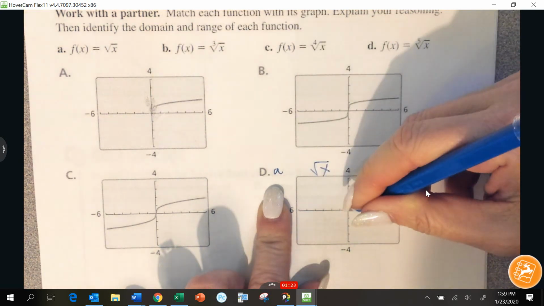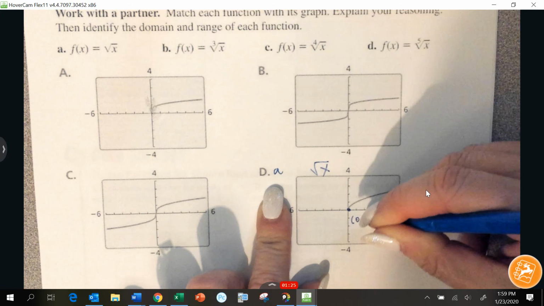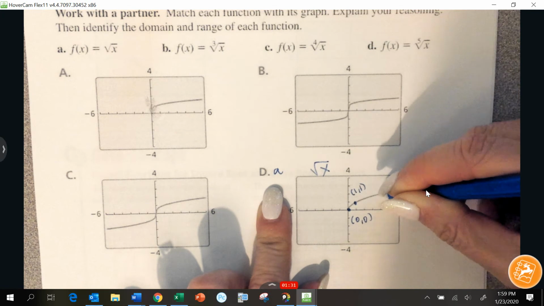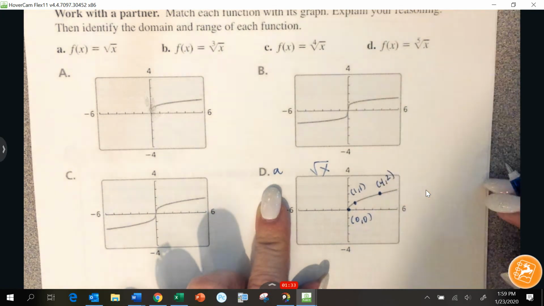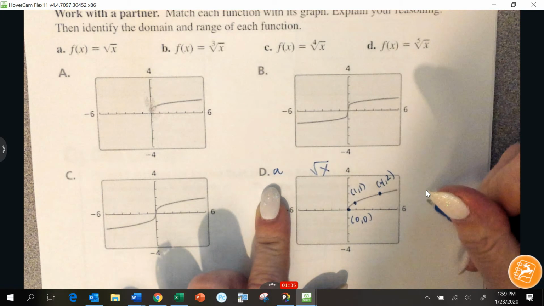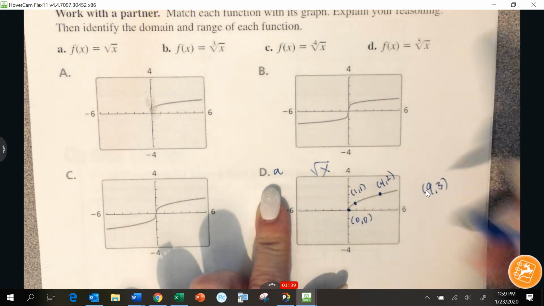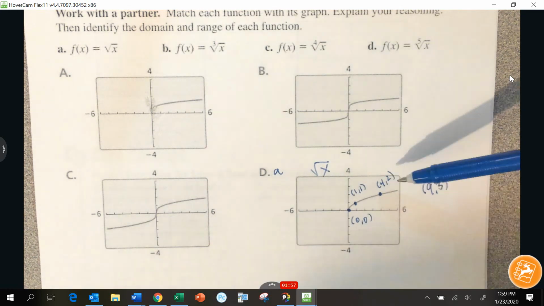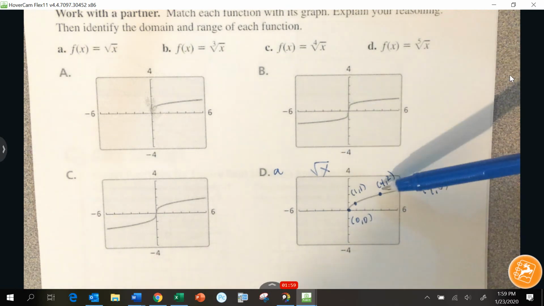I'll give you a couple points that it goes through. There's 0, 0. It goes through 1, 1. It goes through 4, 2. It also goes through, but not on this graph, 9, 3. What do you notice about the x value and then the y value? They're both perfect squares. If I square the y, I get x. If I square root x, I get y.